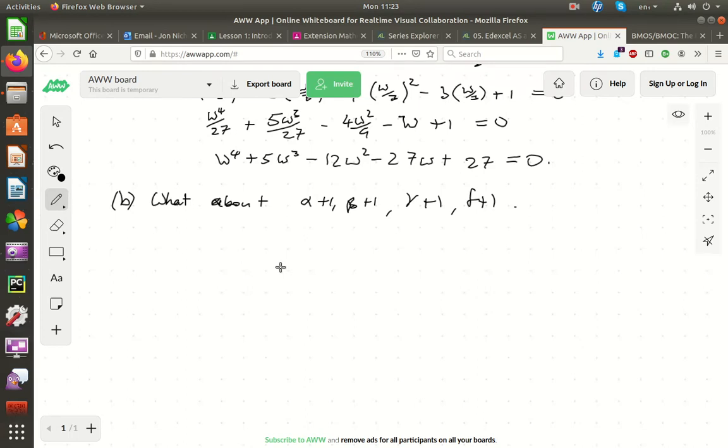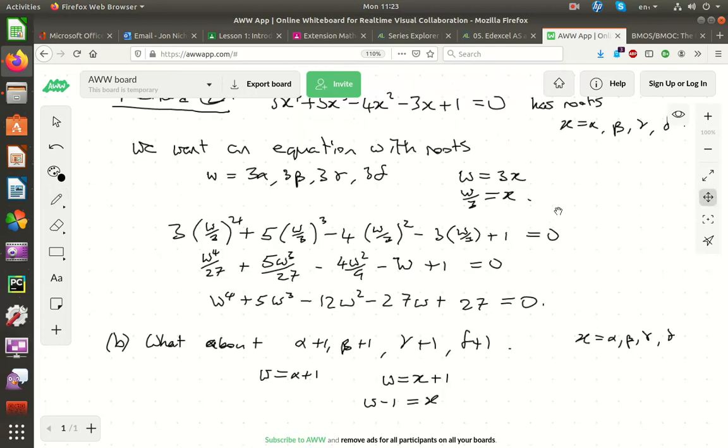And how do you do that? You replace x with x minus 1. Or in other words, remember, x is alpha, beta, gamma, and delta. X is the original roots. And if we have w being our new roots, well, then you've really got w equals x plus 1. And so, in other words, w minus 1 equals x. And that's why we're going to replace x with w minus 1.